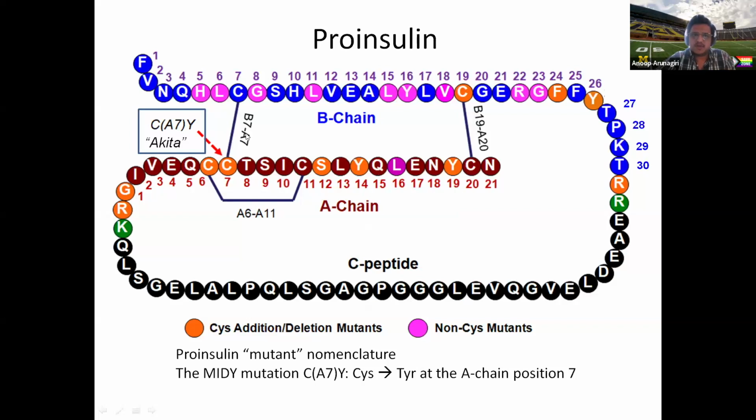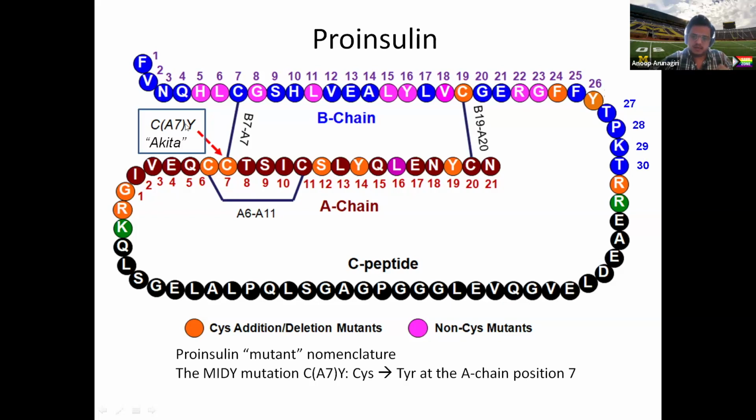The disulfide bonds are named like this: B7-A7, which means the 7th amino acid on the B chain is connected with the 7th amino acid on the A chain. The 7th amino acids in both cases are cysteine, so it is a disulfide bond. Likewise, B19-A20, and then there is an intra-chain disulfide bond. Today, we are going to talk about the famous Akita mutation, C-A7-Y, where the cysteine is replaced by a tyrosine.